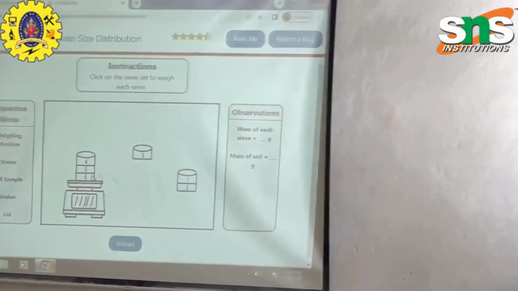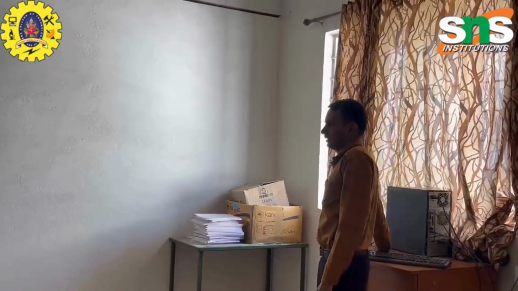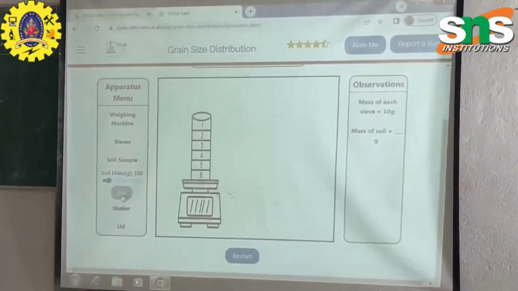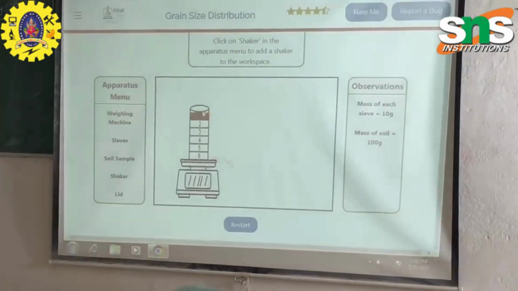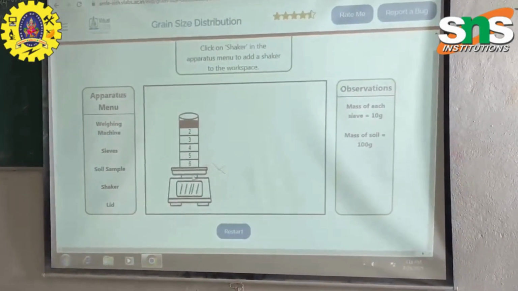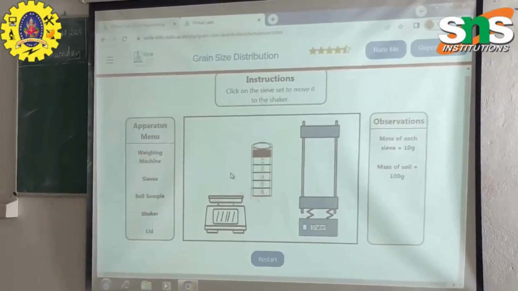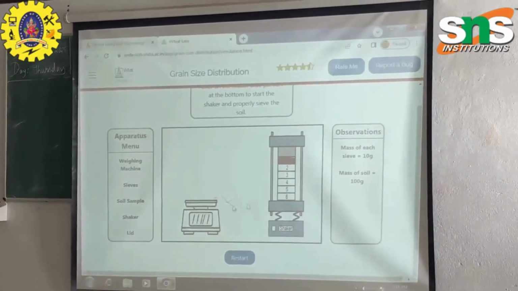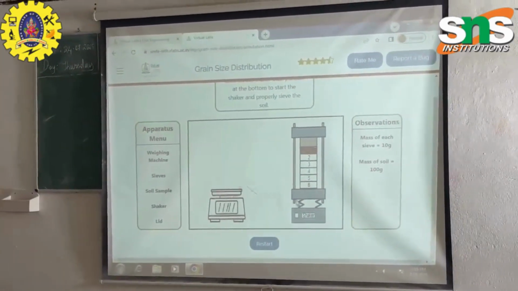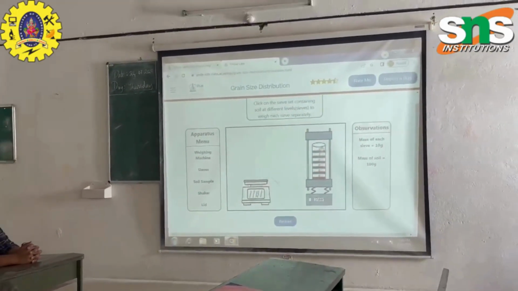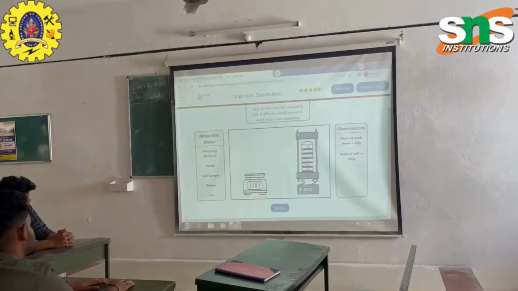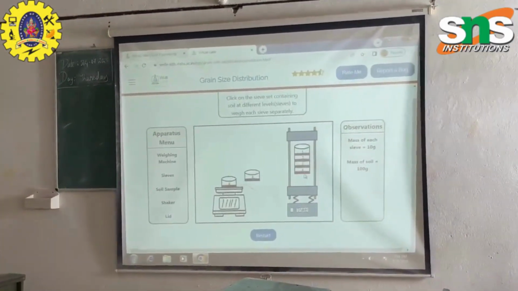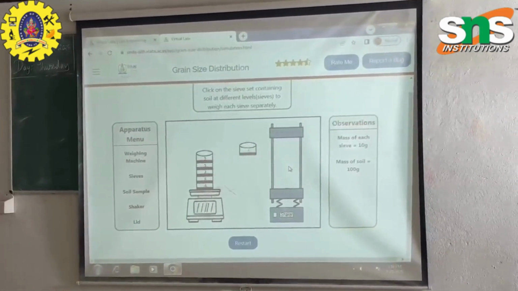Sieves are placed on the weighing balance and the soil sample is taken in the required quantity and made to pass through the set of sieves. After that it is kept on the sieve shaker and the lid is closed, and it is made to vibrate with the sieve shaker. After that, the weight of soil retained on each sieve is noted.